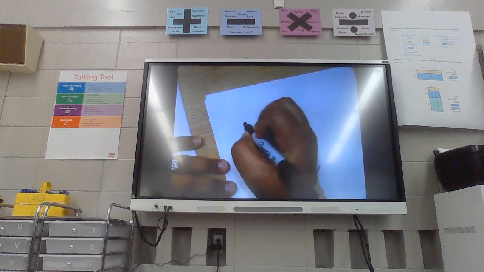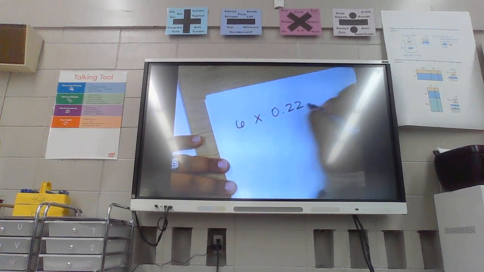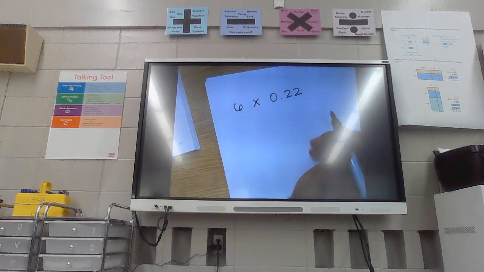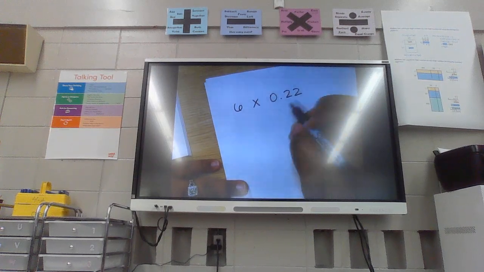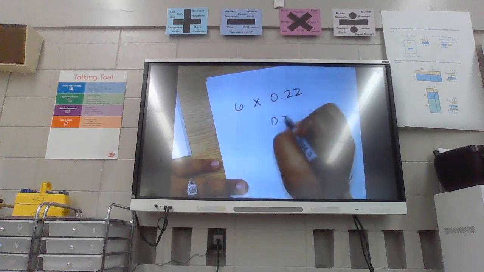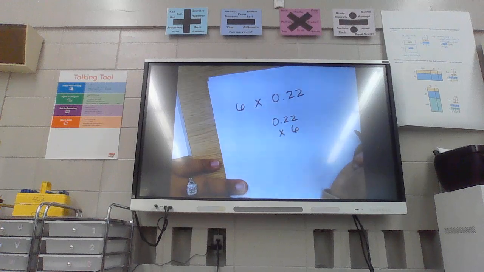If I wanted to multiply 6 times 22 hundredths, how am I putting it? Give me an example or model of how you could solve this problem. Lindsay. Line them up vertically? Yeah. So what would you put? 0.22 times 6. And then what?